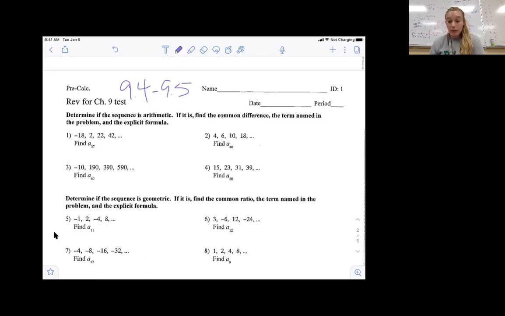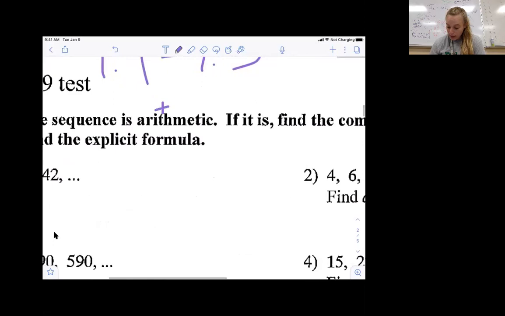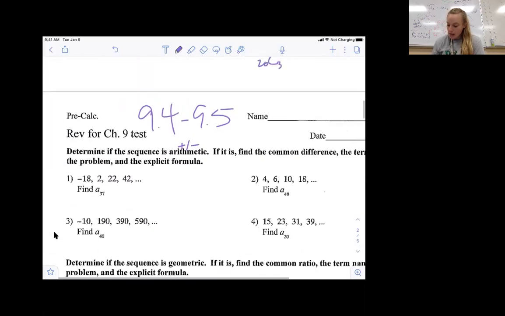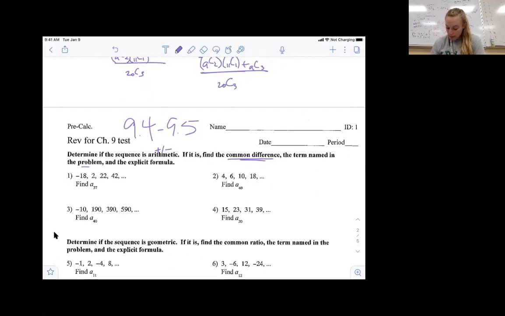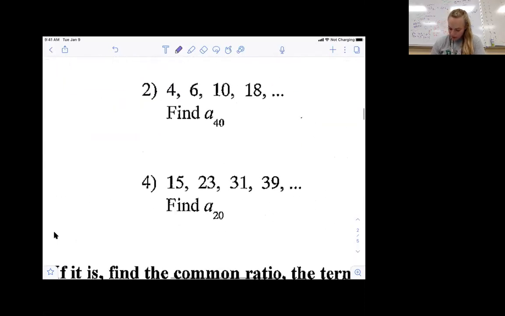Determine if it's arithmetic. Remember, arithmetic means that we add or we subtract to get to the next term. If it is, then whatever we add or subtract is the common difference. We want to find the term named in the problem, and we want to find the explicit formula. So let's do, I think this one, number 4, is going to be a fine one.